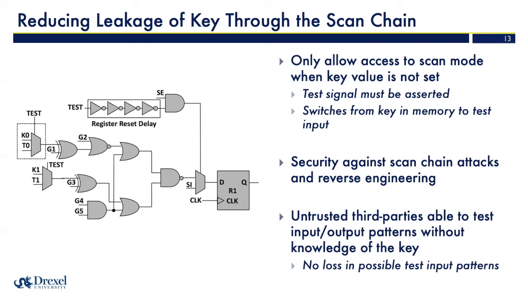So this means that the adversary no longer has access to reverse engineering attacks because the combinational logic itself has been modified. And now also untrusted third parties are able to test input and output combinations without knowledge of the key. So any possible input-output combination can be tested, but there's no key applied to the design to have a ground truth of the Oracle IC.